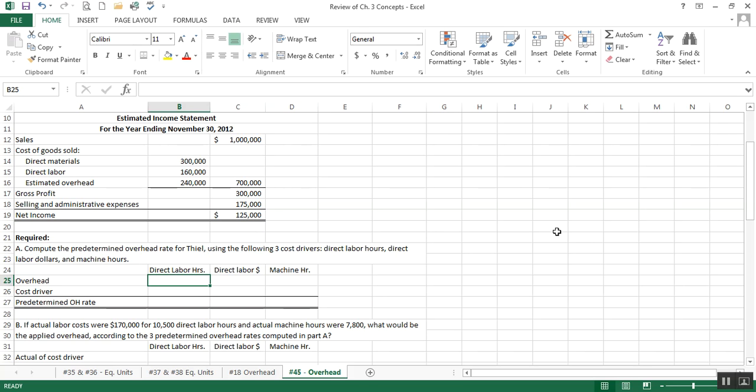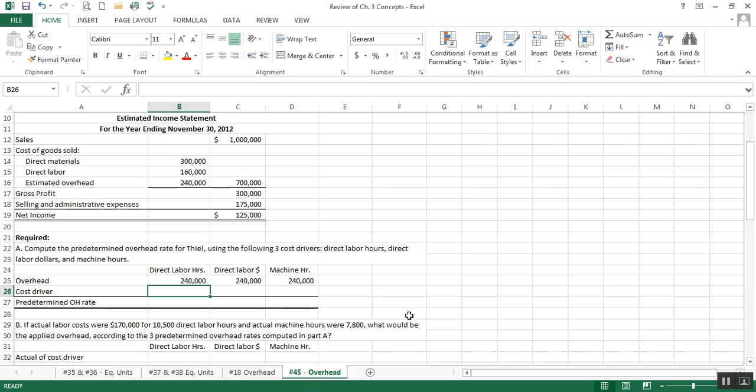First, we're going to use the estimated overhead to calculate the predetermined overhead rate. So we don't have any actual results yet, and we're using this to come up with a budgeted rate, which is also known as the predetermined overhead rate. So in all of these cases, our overhead is $240,000. So you could see I've broken them out by direct labor hours, direct labor dollars, and machine hours. So it's going to be the same overhead costs for each of these, 240,000. Here's where they differ, is the cost driver.